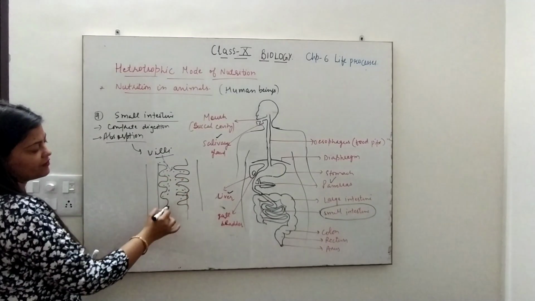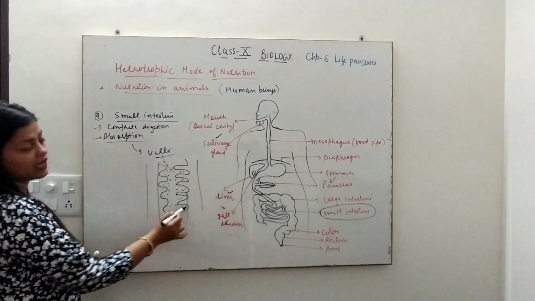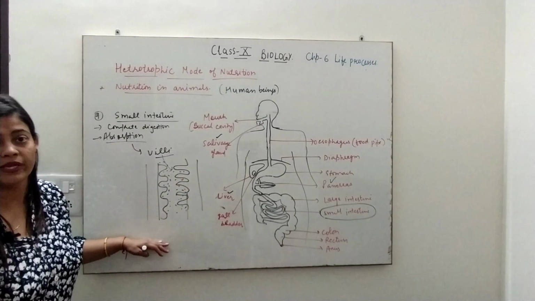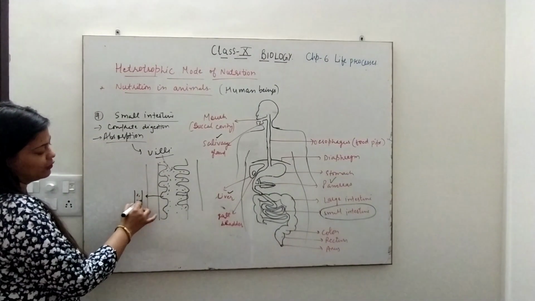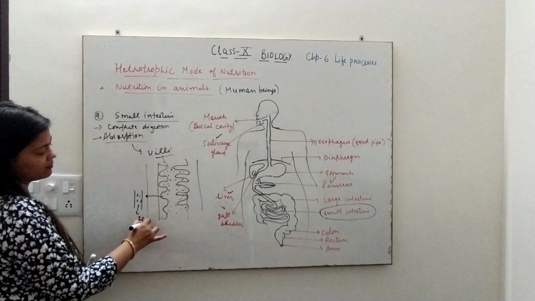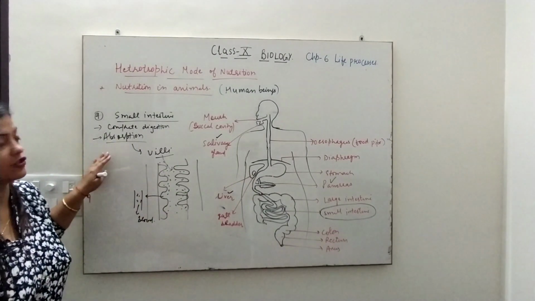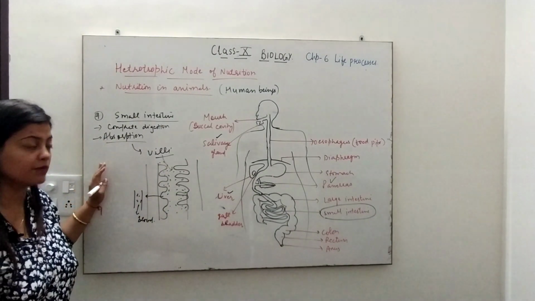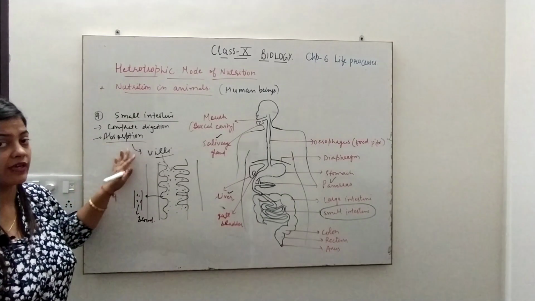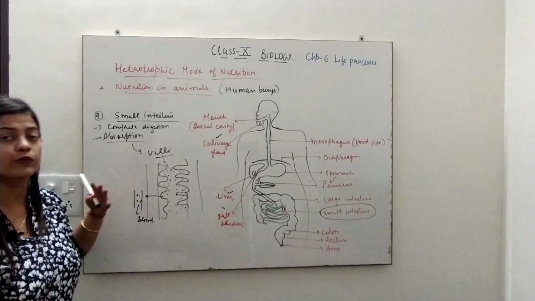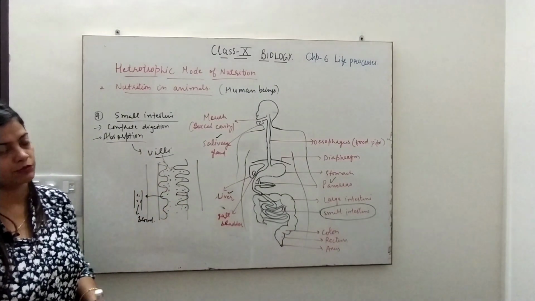Okay, so this surface area will increase, and then maximum absorption will take place, and this absorption will directly take the nutrients into blood. So this is the second main function of small intestine, and it is also very important. Many times a question has come on this: what are the functions and why are villi present in small intestine? To increase the surface area for absorption.